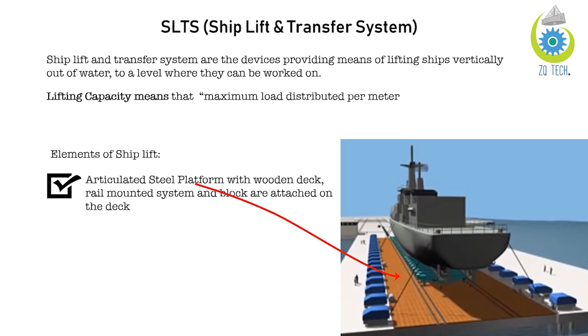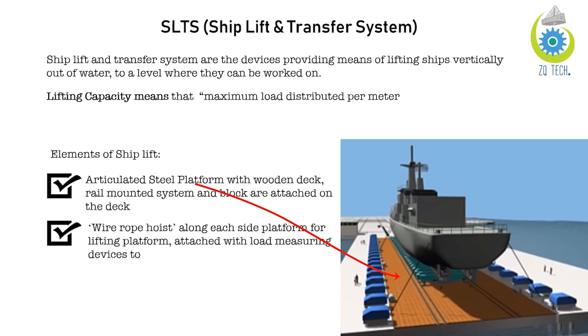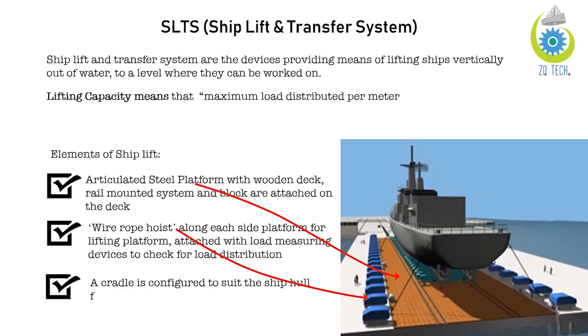So here you can see wire rope hoists along each side of the platform for lifting the platform, attached with load measuring devices to check the load distribution. So here, the blue shapes along both sides of the platform are the wire rope hoists. These contain wires in them. A cradle is configured to suit the ship hull form. You may be wondering what a cradle is and what the wire rope hoists are. So let's see.